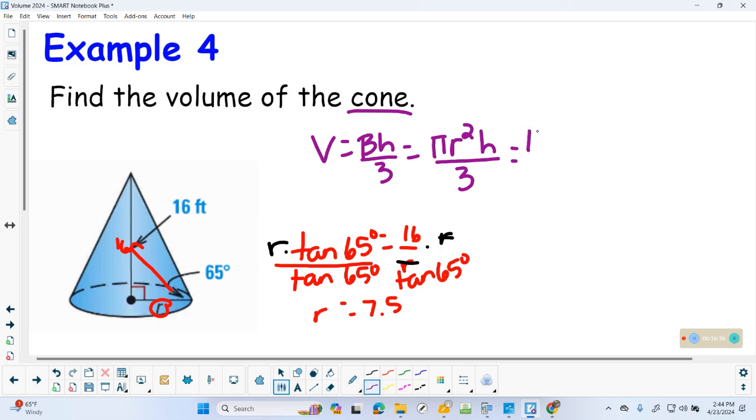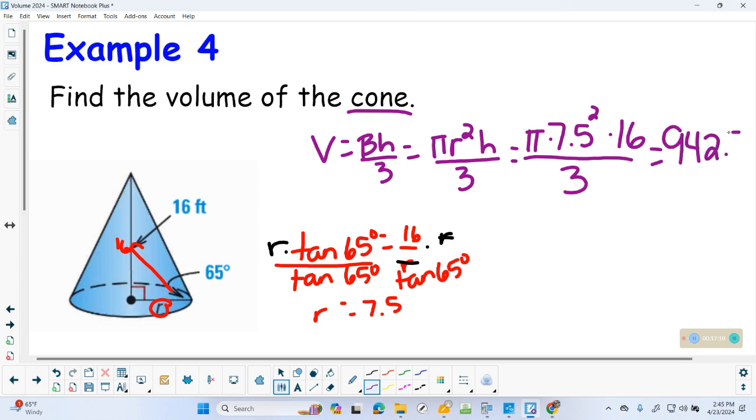Now I'm going to come back up to my volume formula and finish this up. So pi r squared, we just figured it out. Look at the picture. What's the height? How tall is the cone? 16. And of course, we're over 3. Punch all of that in for your final answer. I love all the calculator key clicking. It's soothing. Yep, 942.5. I like it. I'm running out of room. I'm going to do the label underneath. Any questions on that guy?